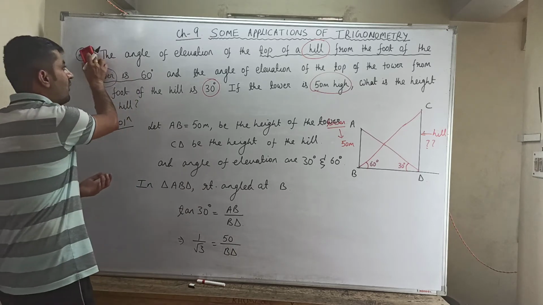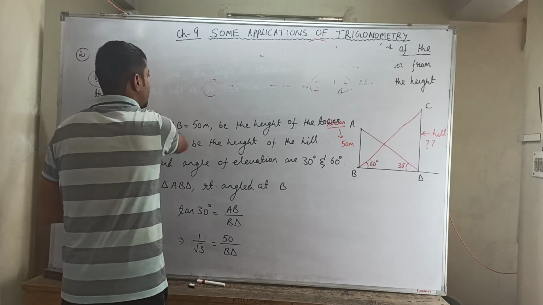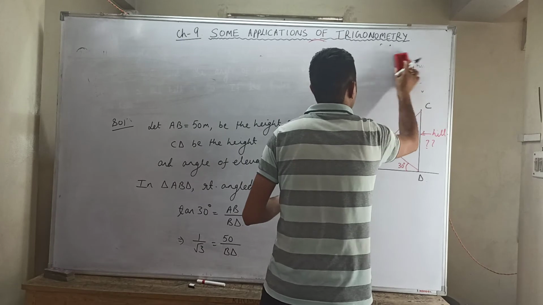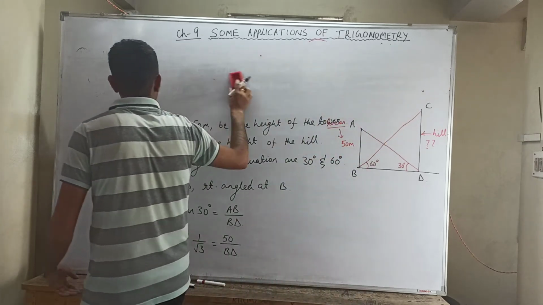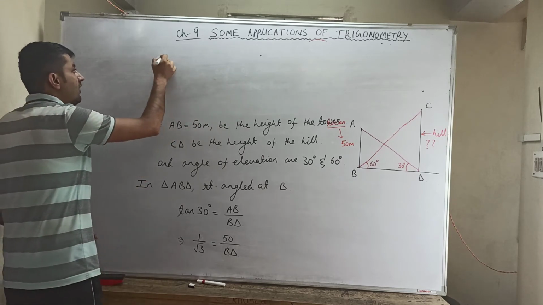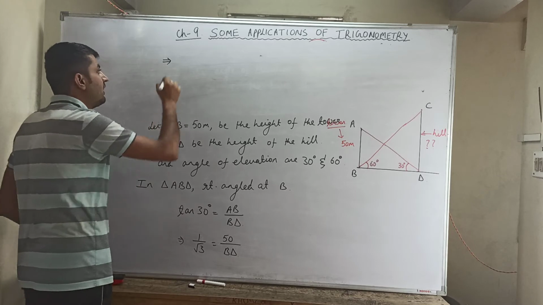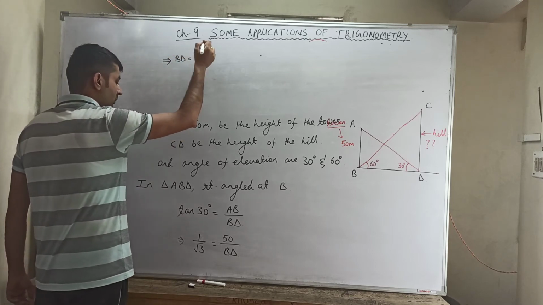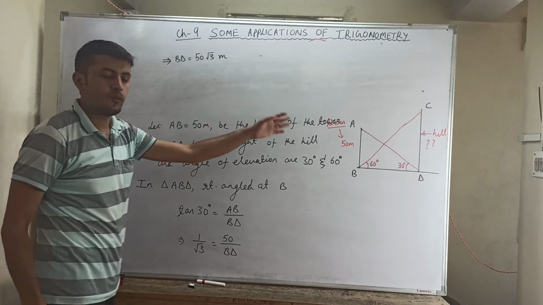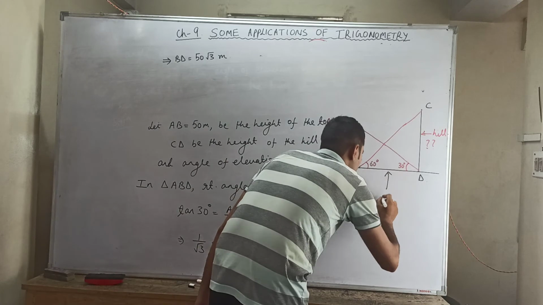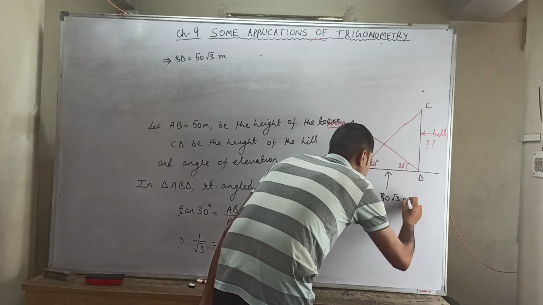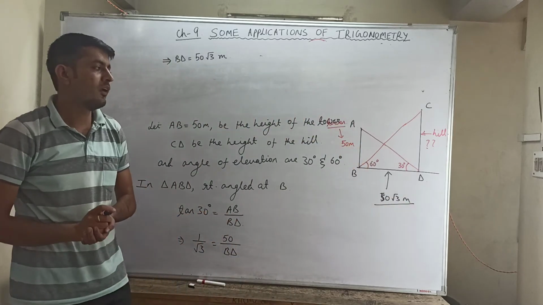Now next, what is going to happen? We will discuss the next part. Now, just do a little bit of simplification. This implies, how much is your BD? It will become 50 root 3 meter. That means you got your BD as 50 root 3 meter. This is your BD.